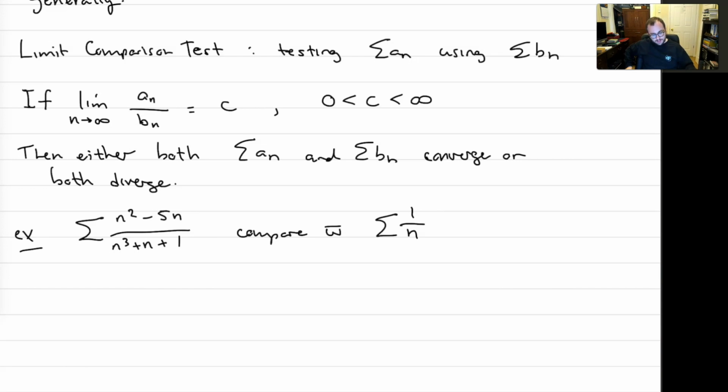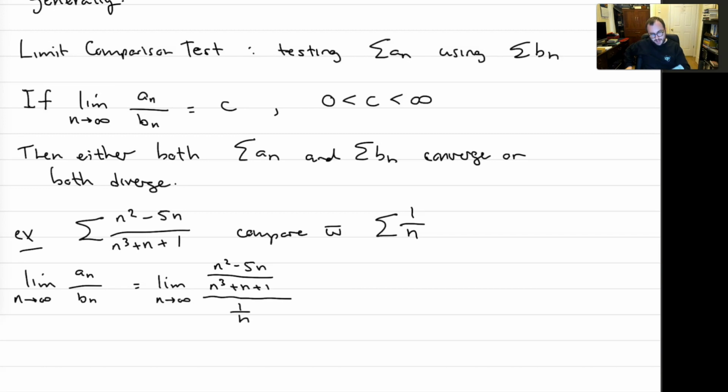Now, let's use the limit comparison test. So I'll take the limit of these two series, the terms of these two series, and see what happens to them. Well, I get the limit as n goes to infinity of n squared minus 5n over n cubed plus n plus 1, all divided by 1 over n. Now you have to be a little careful with your fractions, but this simplifies nicely because I just flip that fraction around, it goes on the top.